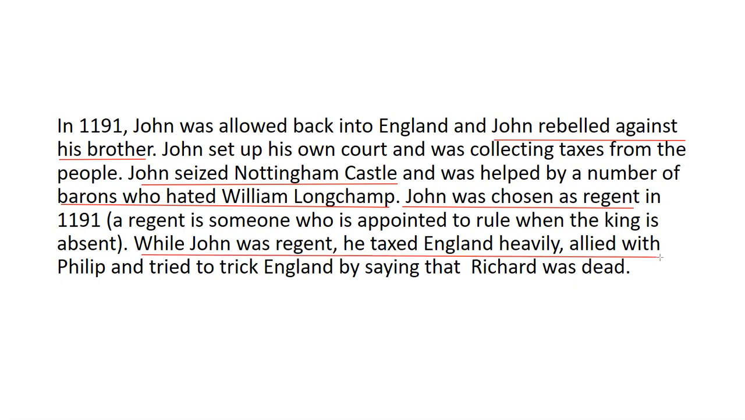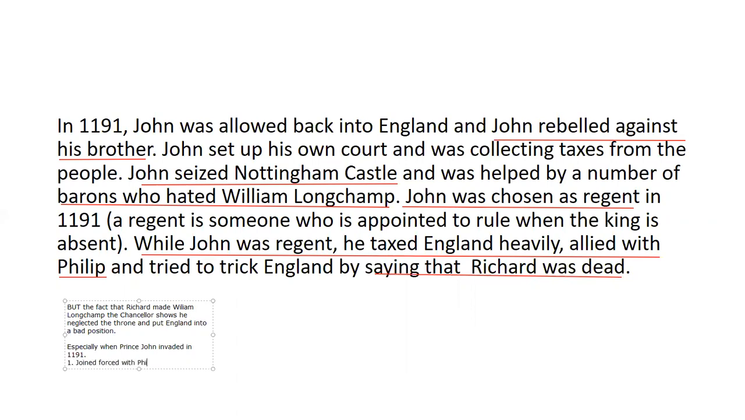While John was regent, he taxed England heavily, joined forces with Philip, and tried to trick England by saying that Richard was dead. Now, a lot of people might say this isn't Richard's fault, but the fact that Richard made William Longchamp the Chancellor shows he neglected the throne and put England into a bad position, especially when Prince John invaded in 1191. This caused big problems. Why? Firstly, he joined forces with Philip, which could put land at threat.